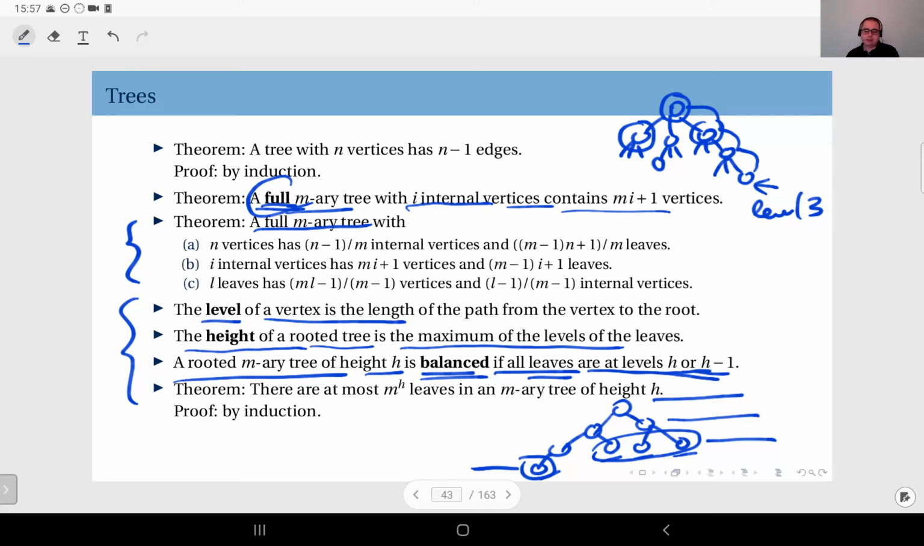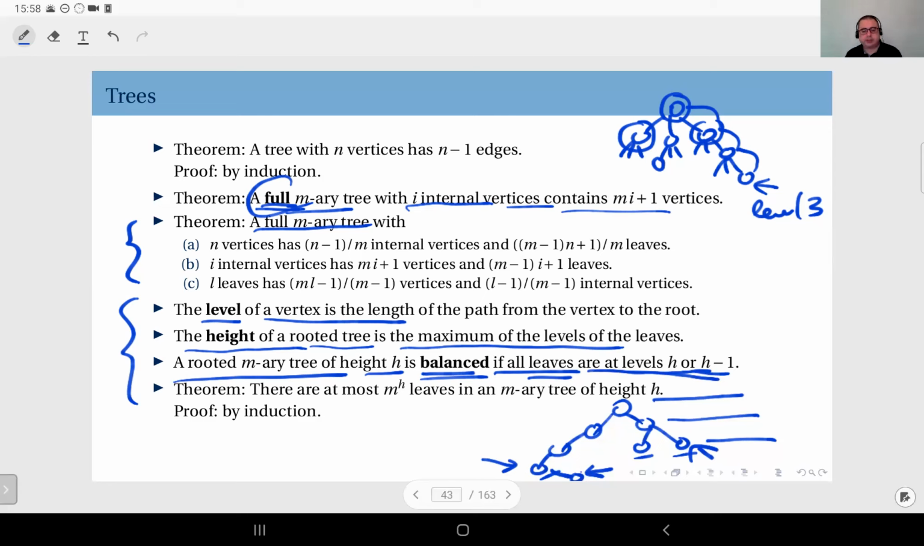A balanced tree doesn't have to be full. You don't have to have every vertex here. For instance, this doesn't have to be like this, doesn't have to be full. But for instance, if you have another edge here, then this will have level 3, this will have level 4, this will have level 2, which will not satisfy the definition, so it will not be a balanced tree.